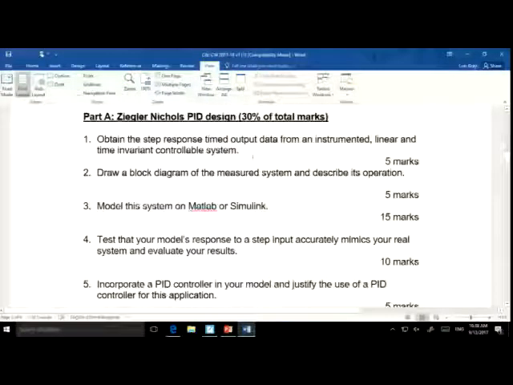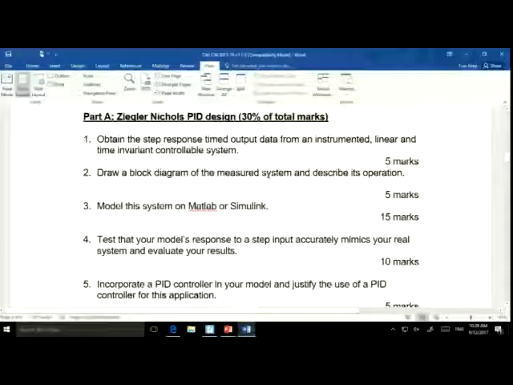For the first bit, I'm going to actually give you the data. So you're not actually doing the first bit, you're obtaining the step response. What I'm doing is asking the level to change from one level to another immediately, and then recording how the level changes when you do that. So we're going to get that. Then from there on is your requirement.